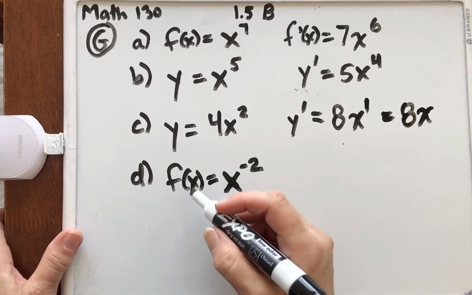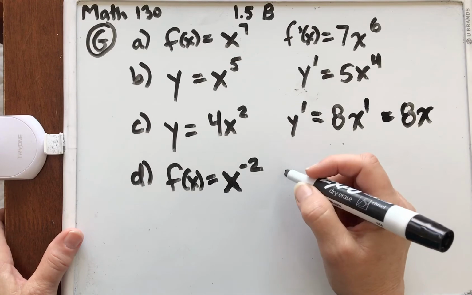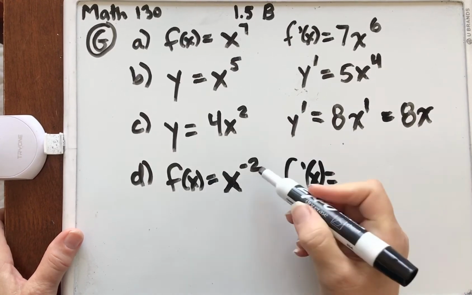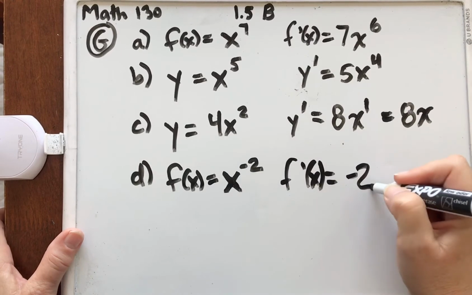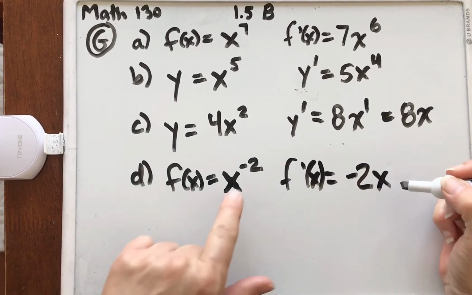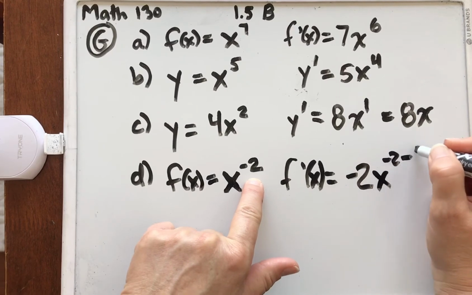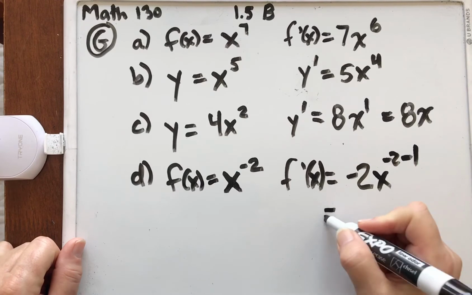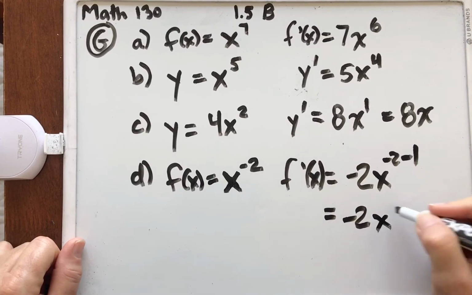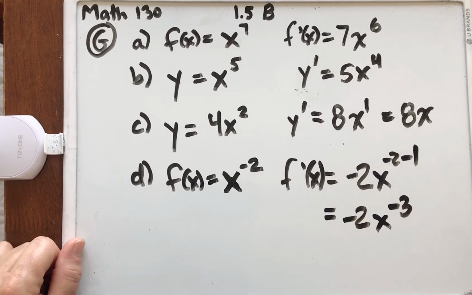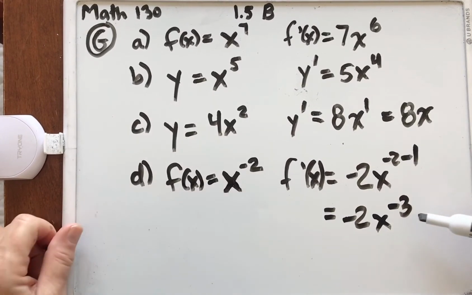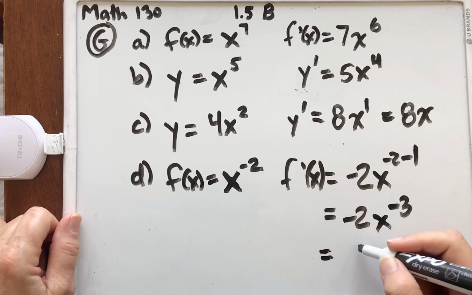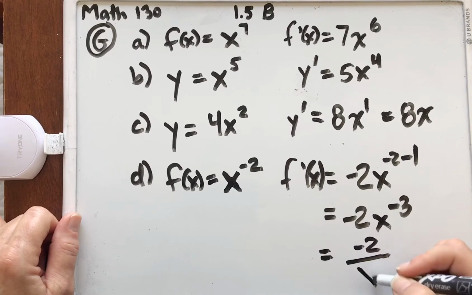Okay, last one. f of x is x to the negative 2. So f prime of x equals, we bring down the negative 2, x to the negative 2 minus 1, because we're always taking away 1. So that is negative 2, x to the negative 3. We started out with a negative, so it's okay to have a negative exponent. If you wanted to go further, that would be fine with me. It would be negative 2 over x cubed.